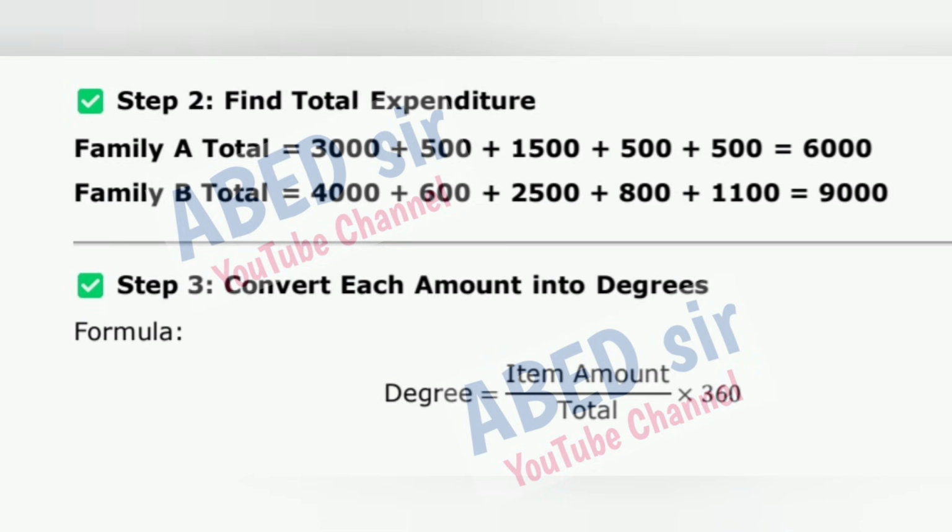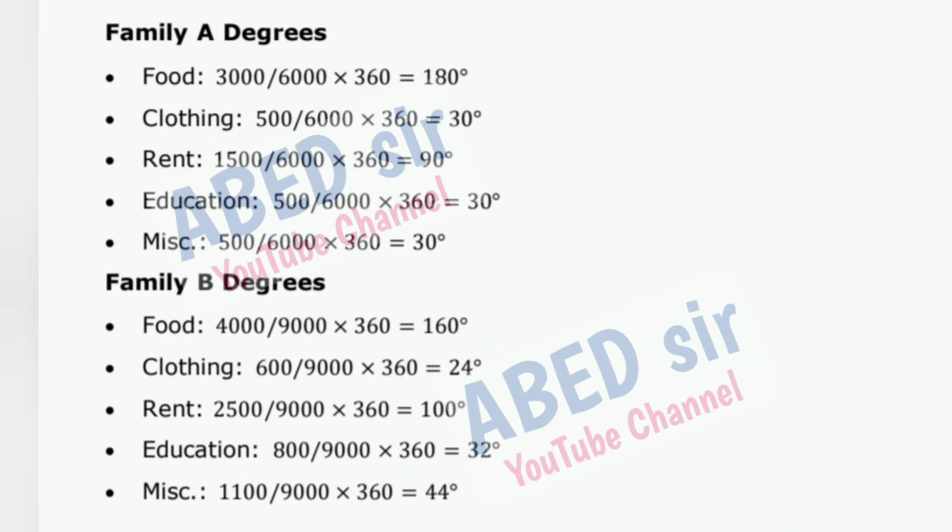Formula: degree is equal to item amount divided by total times 360. Family A degrees. Food 3,000 slash 6,000 times 360 is equal to 180 degrees. Clothing 500 slash 6,000 times 360 is equal to 30 degrees. Rent 1,500 slash 6,000 times 360 is equal to 90 degrees. Education 500 slash 6,000 times 360 is equal to 30 degrees. Misc. 500 slash 6,000 times 360 is equal to 30 degrees.